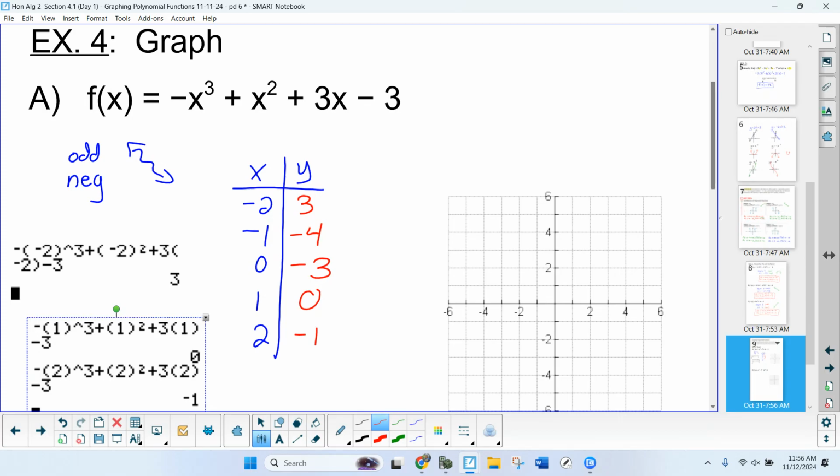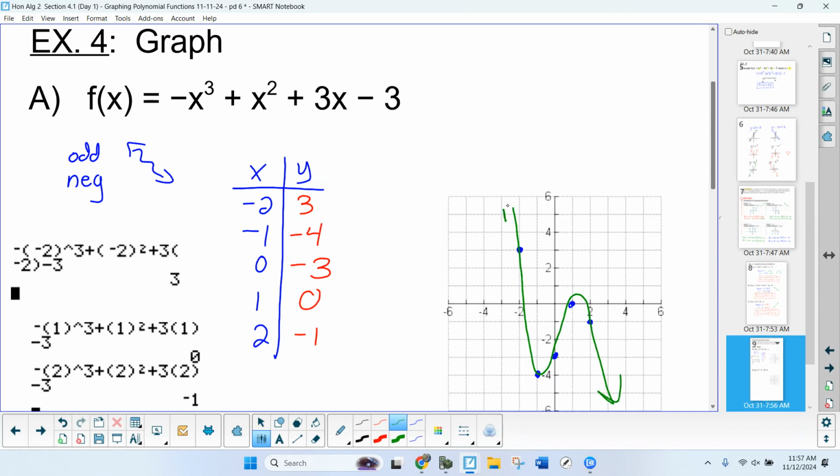All right. Now let's graph these points. I'm going to go over -2, up 3. Over -1, down 4. Over 0, down 3. Over 1, up 0. Over 2, down 1. And it helps that you know your end behavior, because the end comes from the upper left. So it's going to come this way, go down, up, and down.